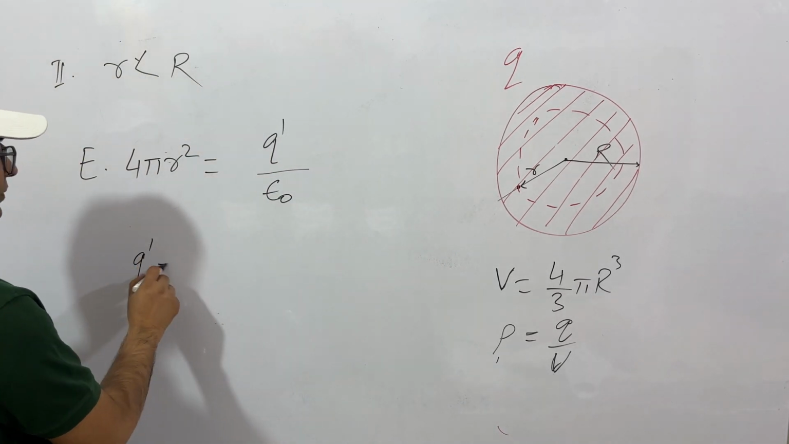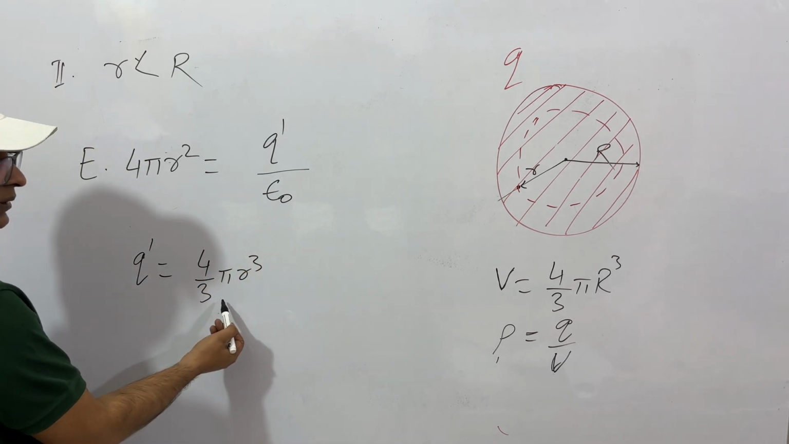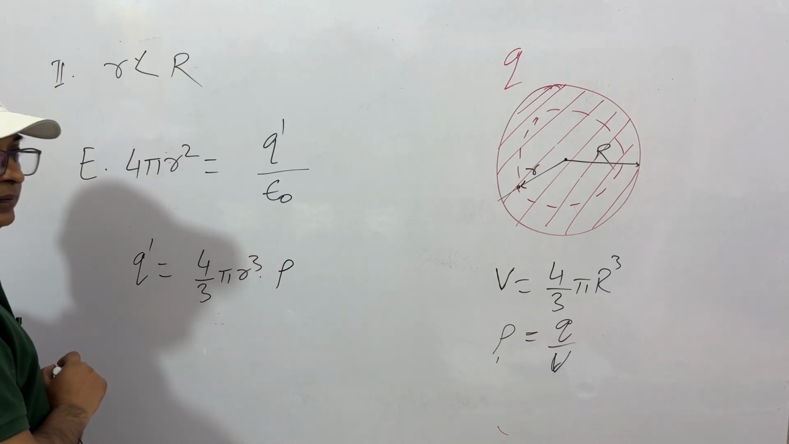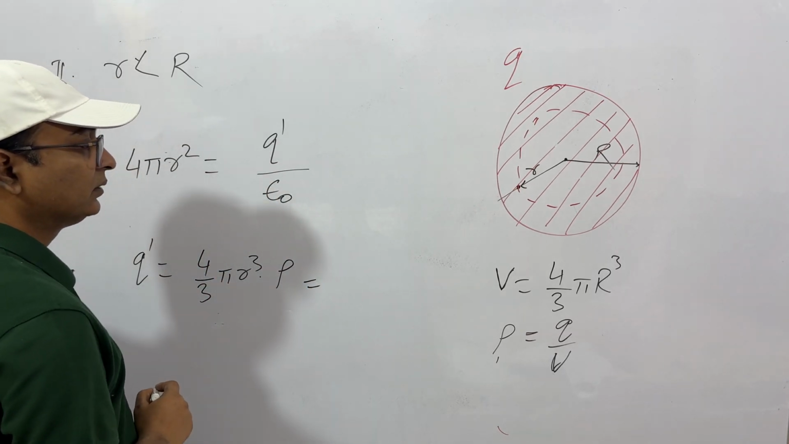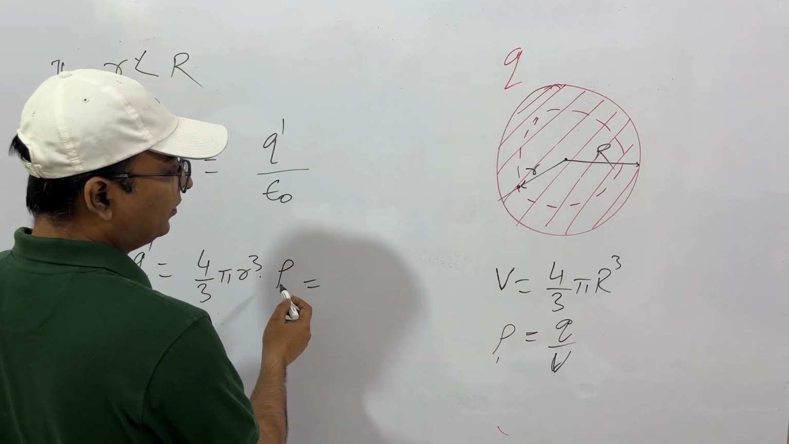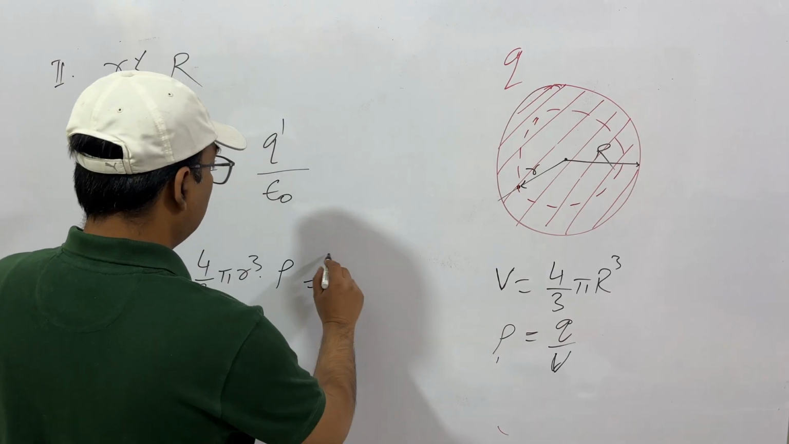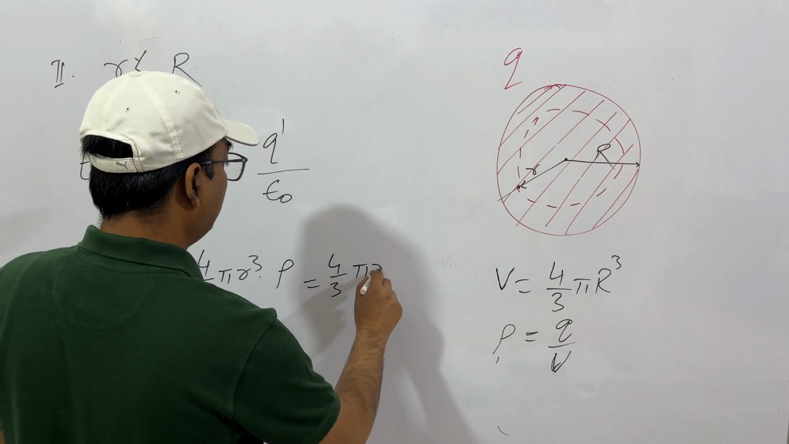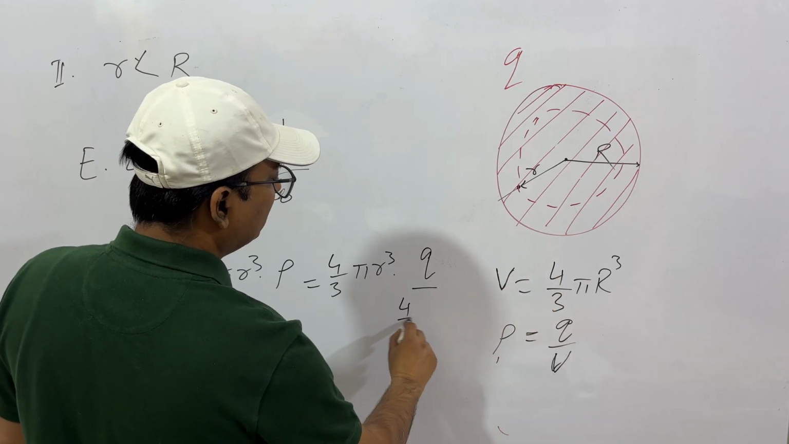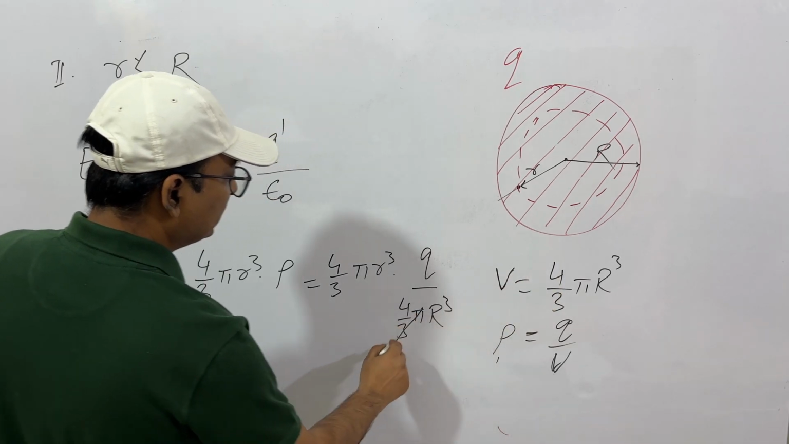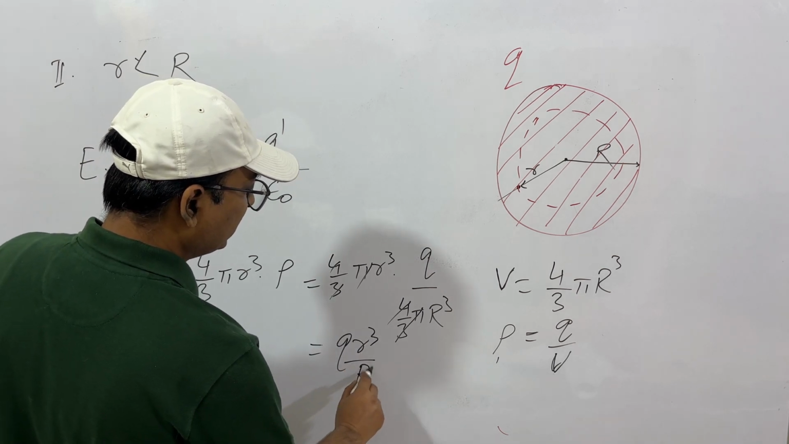Therefore, Q dash will be 4 by 3 pi r cube. This is the volume of this sphere into rho. So you can use it here, or you can put the value of rho, which is Q by V. So you can put it like this, 4 by 3 pi r cube into rho. Rho is Q by this 4 by 3 pi r cube. So this cancels this, and what you get is Q r cube by r cube.